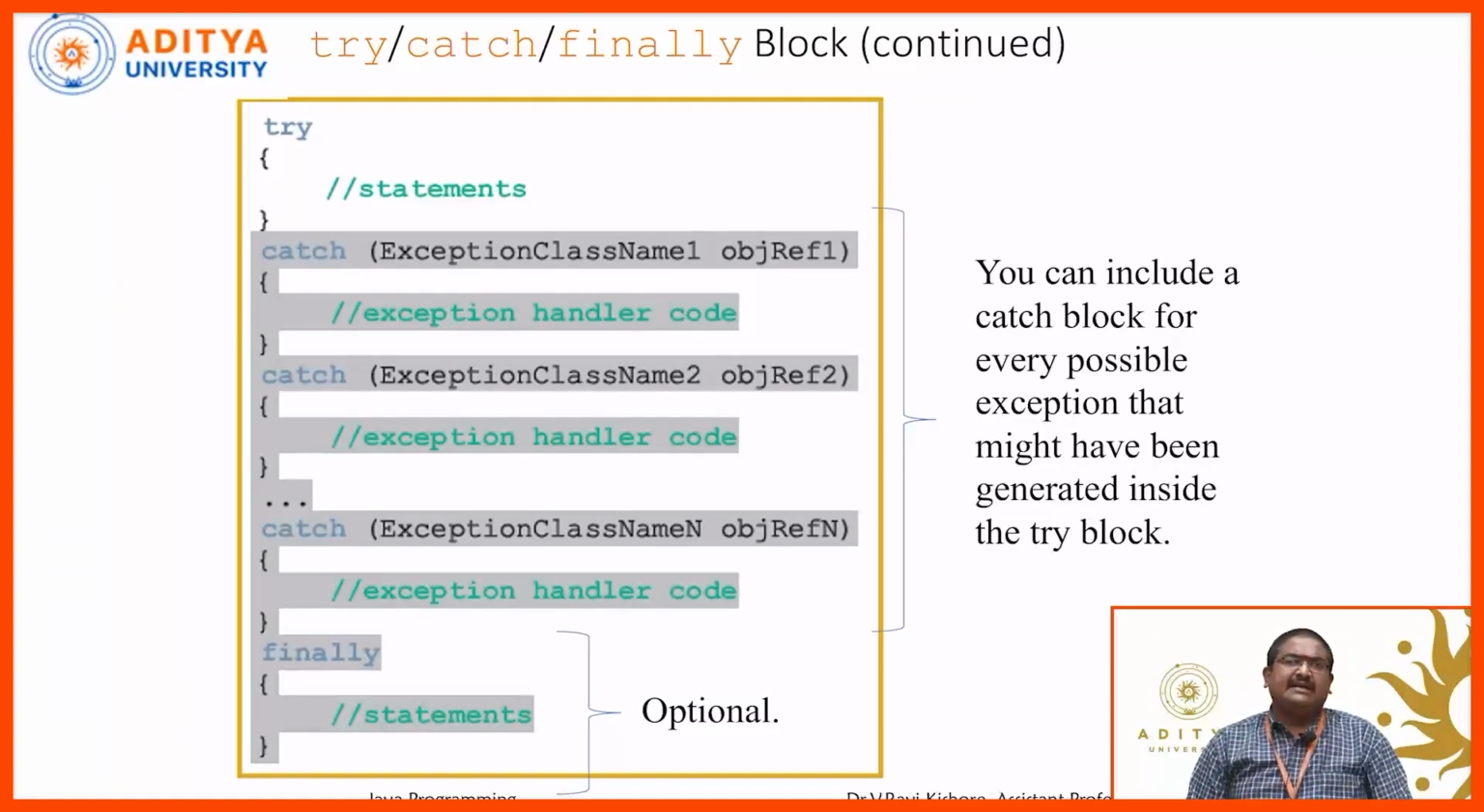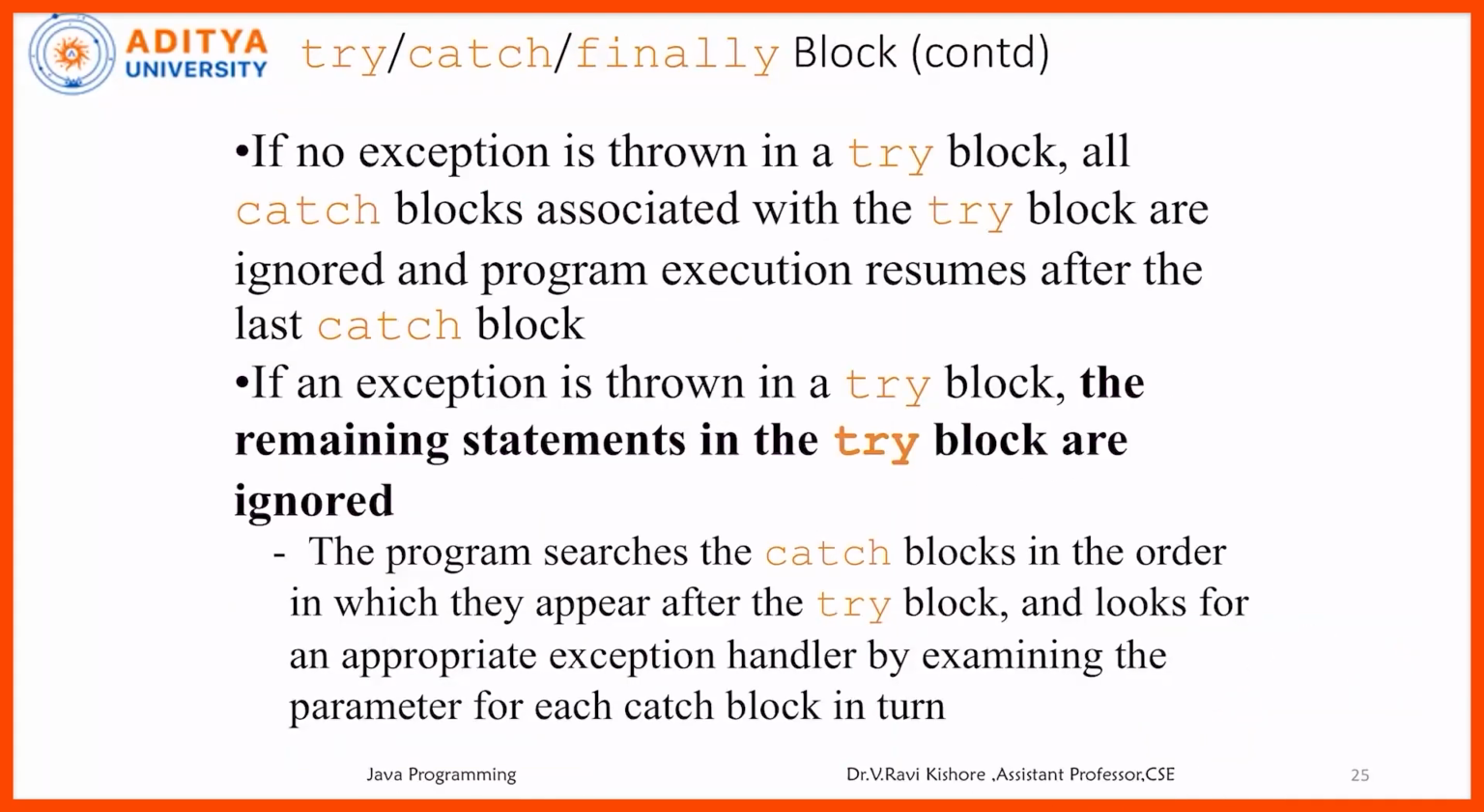Coming to the next point, what I told you, I am having multiple catch blocks. Just see, catch block 1, catch block 2, and so on, catch block n, or I can go with the finally also. Here you can include a catch block for every possible exception that might be generated inside the try block. Clear? In this way, the multiple catch blocks or the finally block are to be executed.